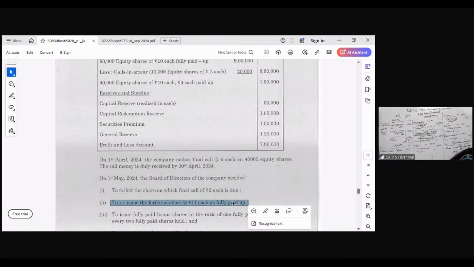Forfeiture you should do. Then you should do the reissue entry also. Reissue is done at 11 rupees. So 10 rupees value is given at 11 rupees. It is done at a premium. Okay, madam. Now the next one.